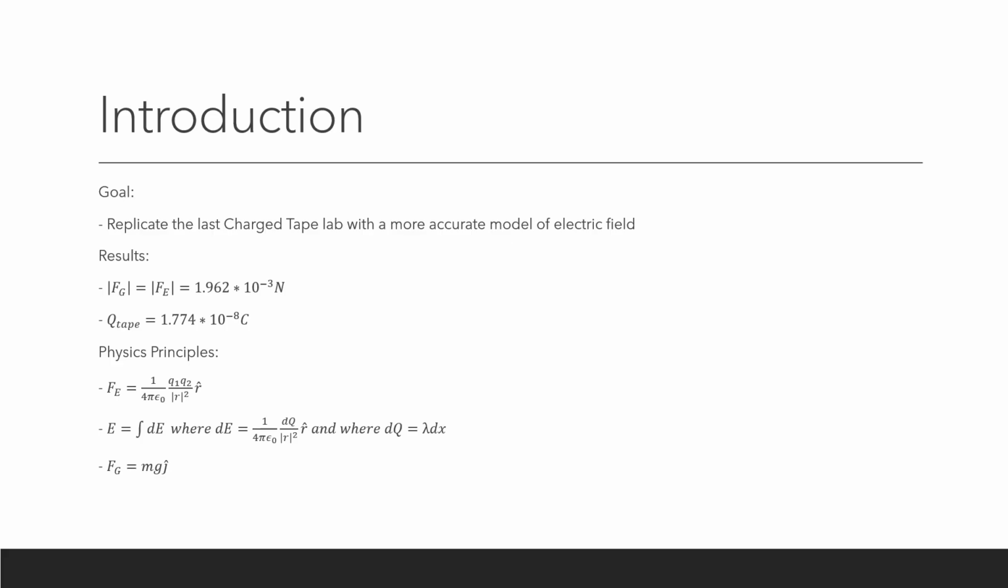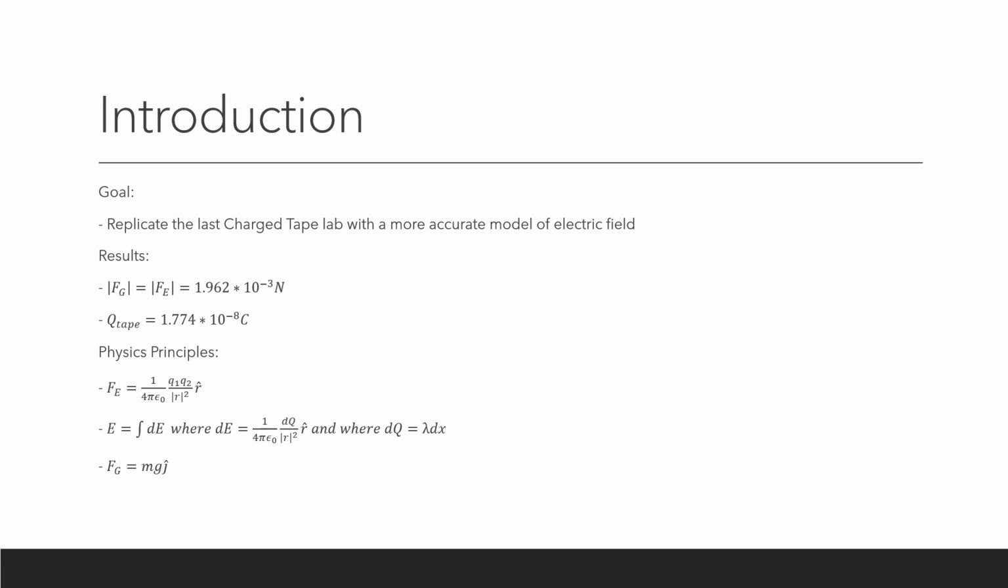So for an introduction, the goal of this lab is to repeat the experiment from the previous lab, the charge tape lab, but with a more accurate model of the electric field. Specifically, that will be treating the tape as a line rather than a point charge, which produces a completely different model and results. The results of this experiment were, again, that the force of gravity is equal to the electric force, but this value is 1.962 times 10 to the negative 3 newtons, and the charge of the tape was 1.774 times 10 to the negative 8 coulombs.